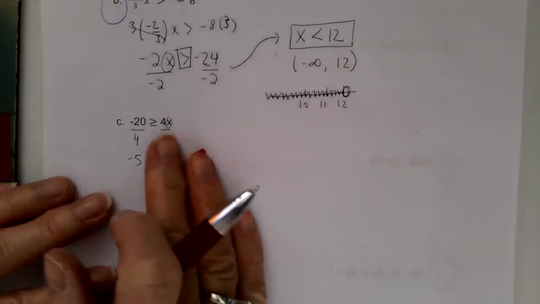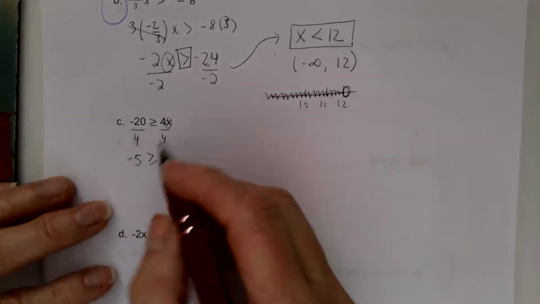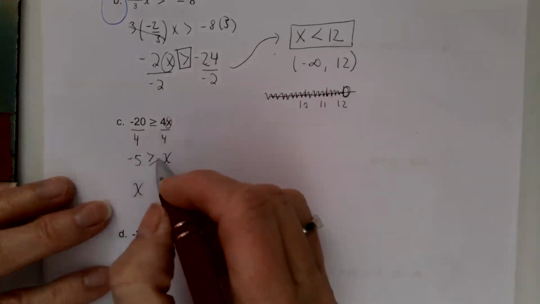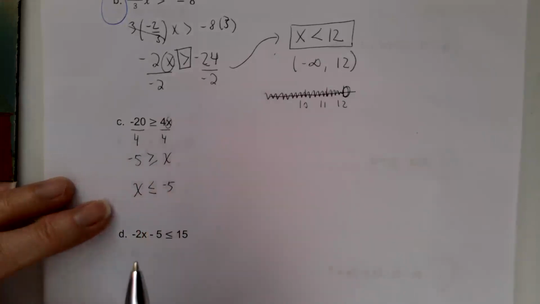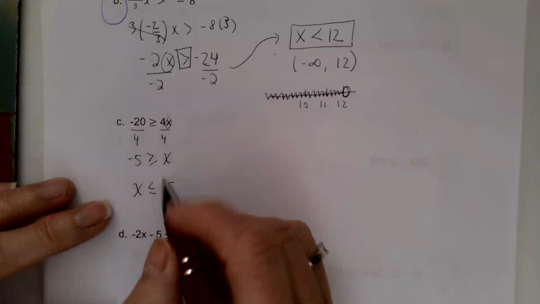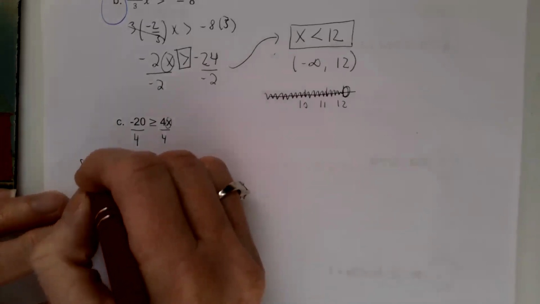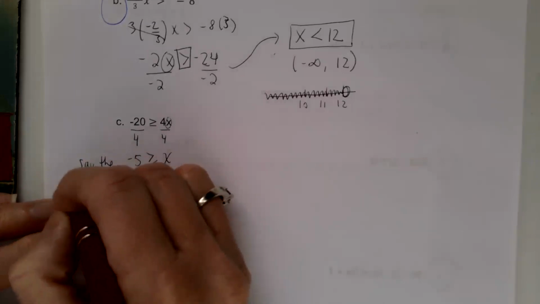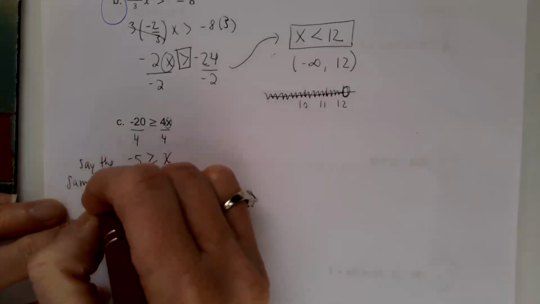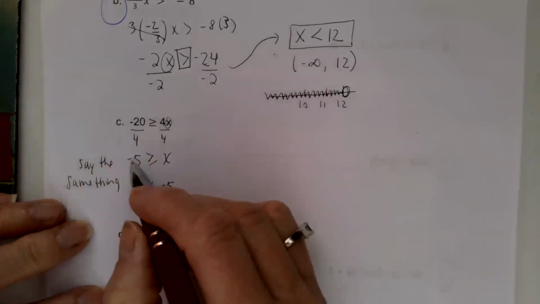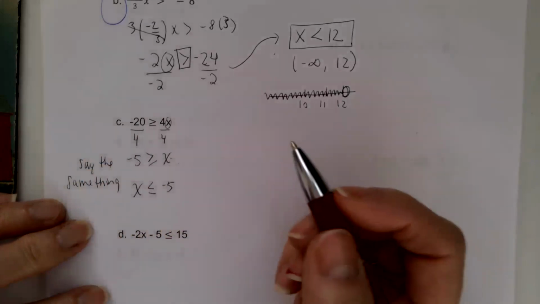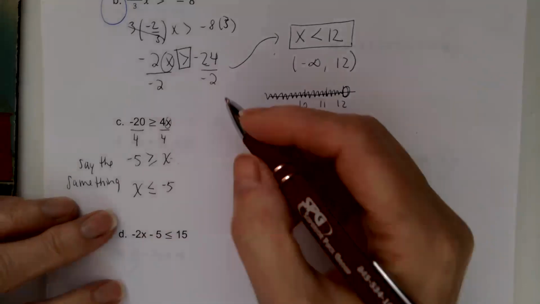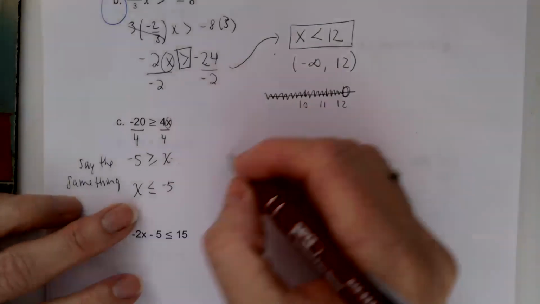Now, because I like to read my x on the left-hand side, I'm just going to write my x on the left, but that means I have to flip the symbol now because I'm flipping my x and my -5. So these say the same thing. -5 is greater than or equal to x, or x is less than or equal to -5. Then my x is less than or equal to -5.